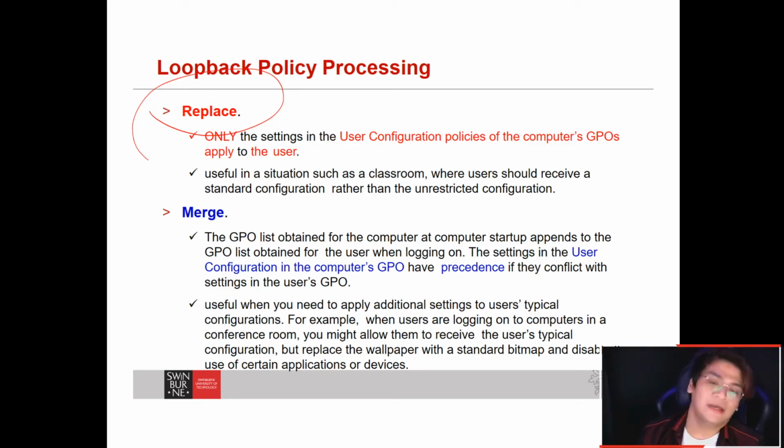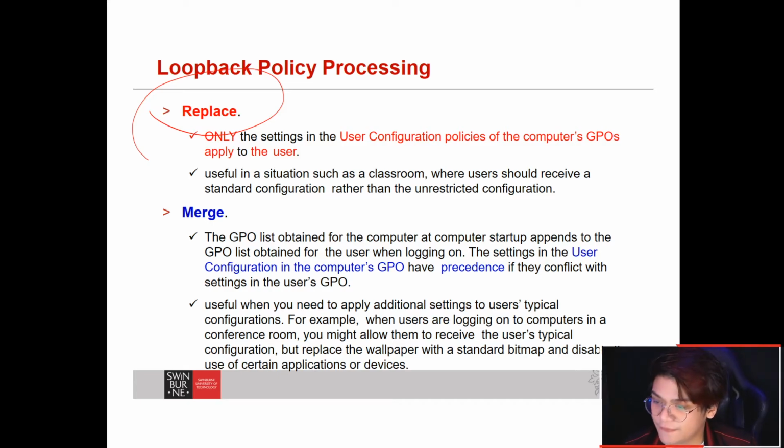For example, just now, a computer lab is meant for training the employees, and an employee user account will commonly have some kind of restriction configuration, such as they cannot install stuff inside the computer. But when they log into the training computer that I told you about previously, the GPO inside that computer will replace the restriction to allow them to install programs into the training computer. While in merge mode, the GPO list obtained for the computer at computer startup is appended to the GPO list obtained for the users when logging on.